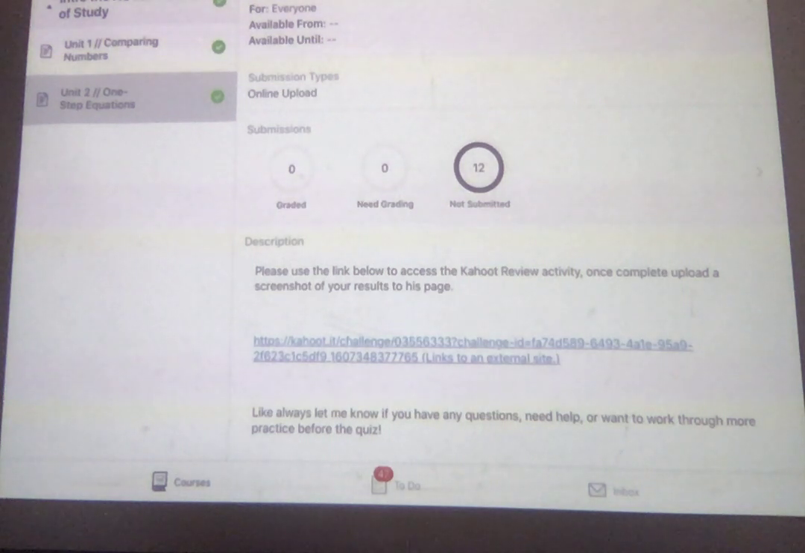None of the questions are timed. You're going to work through all, I think there's 12 questions total. Some say to just distribute, some say to distribute and solve. So it's probably a good idea to have some scratch paper or whiteboard with you and work through these problems. Again, it's not timed, so take your time. We're focused on accuracy. It says, please use the link below to access the Kahoot review. Once complete, upload a screenshot of your results to this page.